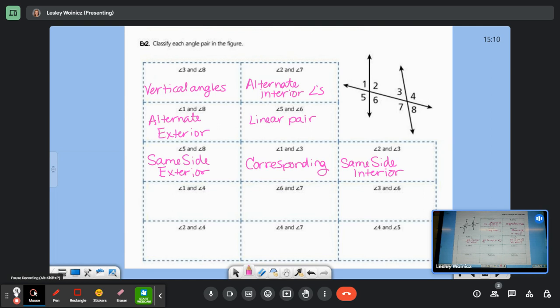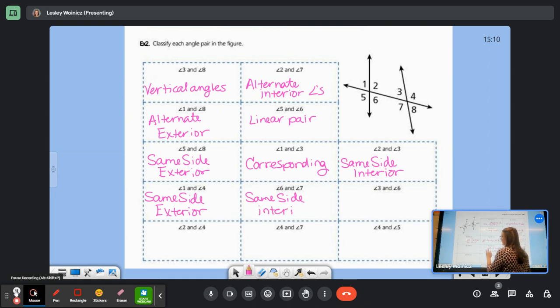Okay, 1 and 4. Same side exterior. Good. Okay, 6 and 7. Oh no, that's same side interior. Yep. Okay, 3 and 6.